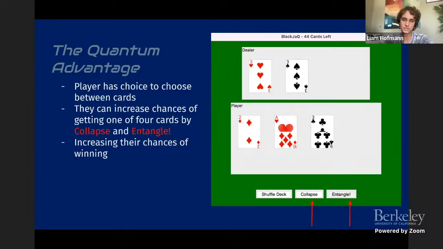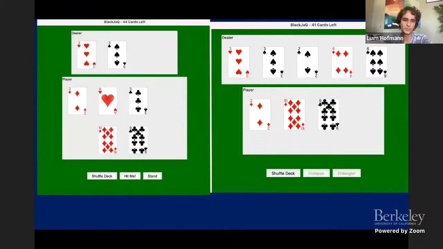So let's try to entangle these cards and see what happens. Actually, what we found is that it's a much better option to entangle, because now we have a 50% chance of 21 and a 50% chance of 16. We've removed the 2 smaller options entirely, and we've doubled the chance that we can get 21. This goes to show that by using superposition and entanglement, we're able to gain an advantage over the dealer.